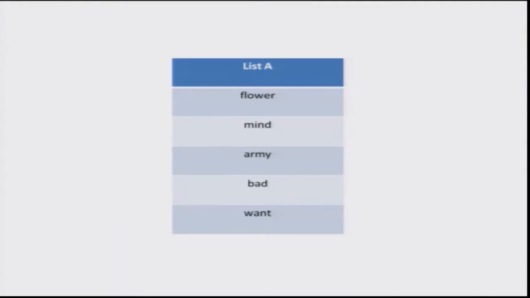Now I'll read out a list of a few words. There will be two different lists, list A and list B. After I have read out these lists, you will be told to recall list A. So please listen carefully. The words are flower, mind, army, bad, want. This was list A. Now list B: smell, brain, navy, good, need.